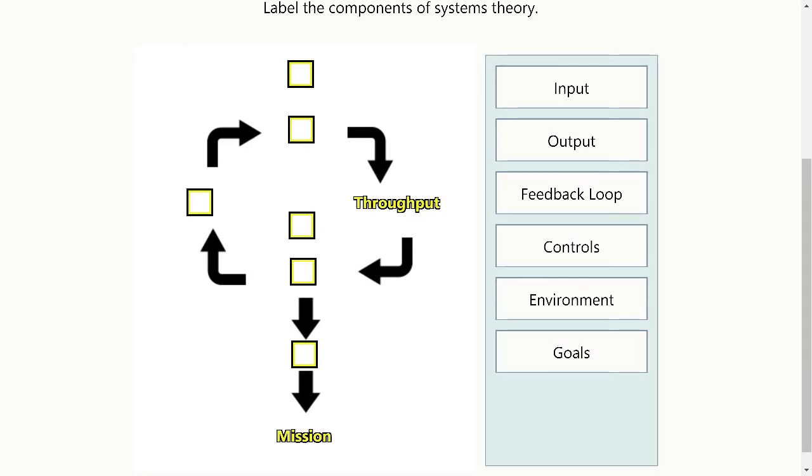Alright, so you got mission and you got throughput. So if you got goals, where you think the goals gonna go? You think it's at the very top? Yeah. No. Get rid of it. You know where you had it? No, I put it down.